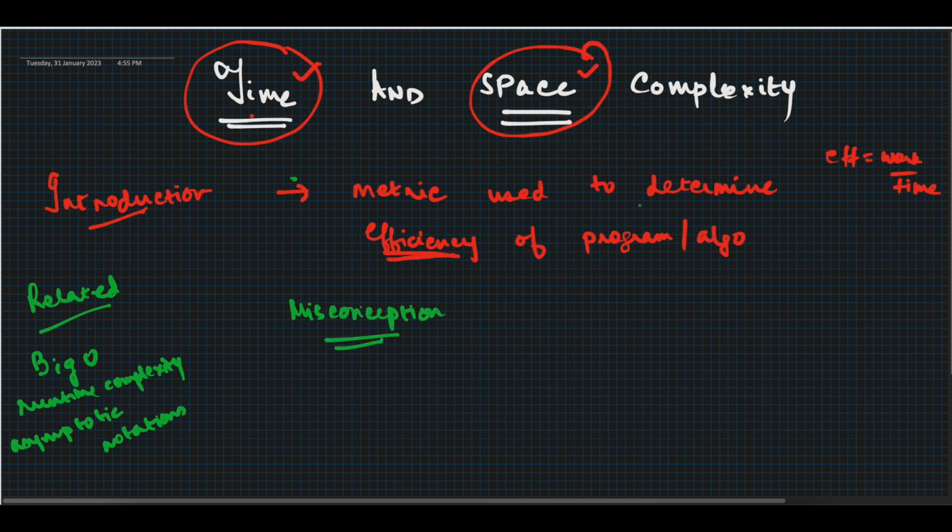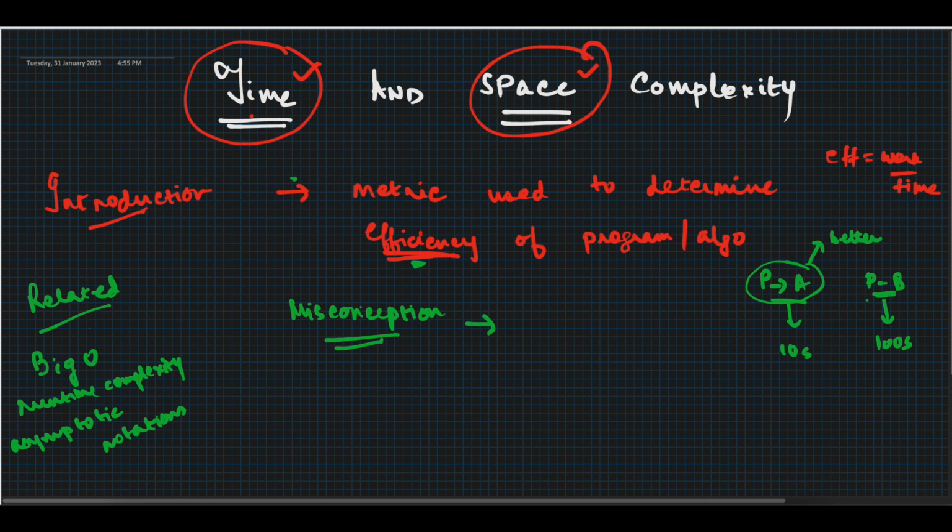So there is one misconception that people usually have with respect to time complexity. One thing we understood is it is a metric. Time and space complexity both are the metrics which are used to determine the efficiency of a program. So efficiency is the key over here. What is the misconception? They think that, okay, if I have a program A and another program B, and program A is taking 10 seconds and program B is taking 100 seconds, so program A might be having a better time complexity than program B.